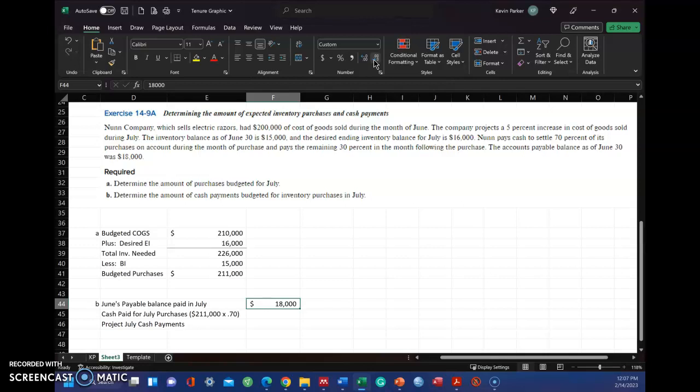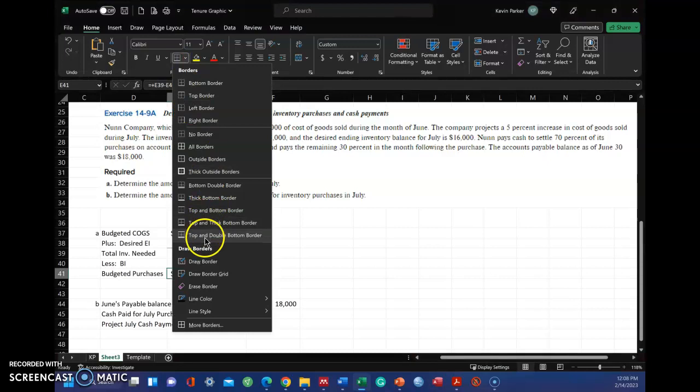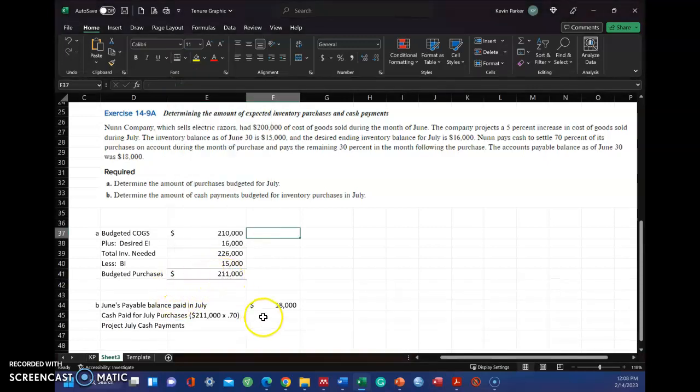Now, they will pay 70% of budgeted purchases, which is right here, in the current month. Now, 30% of this will be paid in August. This is July, right? So they're going to put on account $211,000 during the month of July. 70% of the $211,000 will be paid off in July. 30%, we don't need to know this, but let's just thoroughly understand it, is paid off in the next month, which is August.